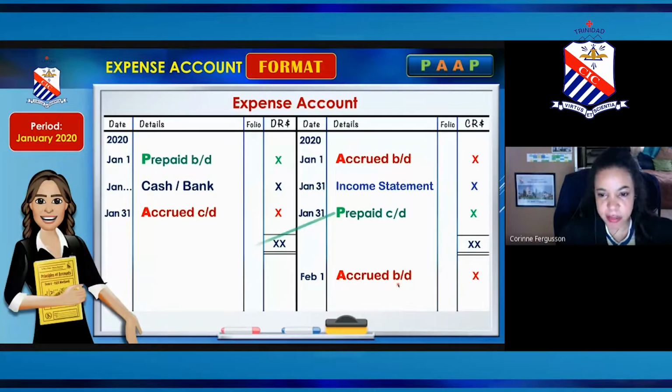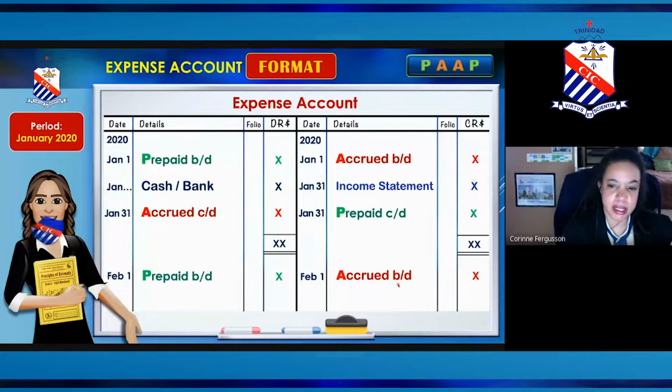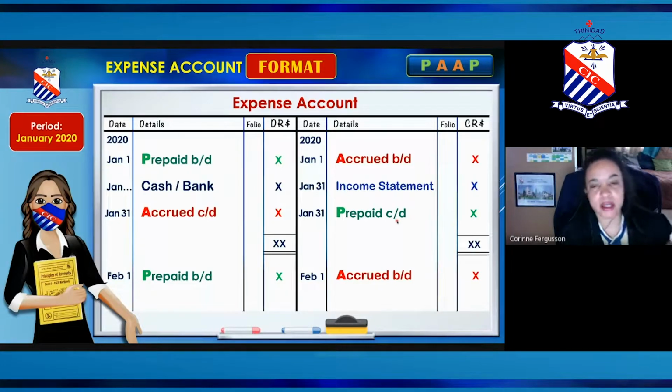And then you do the same thing for the prepayment. You go on the opposite side. So you have your prepayment on the side. You will go February 1st, prepaid brought down, and you put it here. Notice you end up back with your P, A. And then for February, you will just go through the format again. So you start off with your P and your A, and then you would put your cash in your income statement, and then you will put the other A and the P. And that is always your format for your expense account.